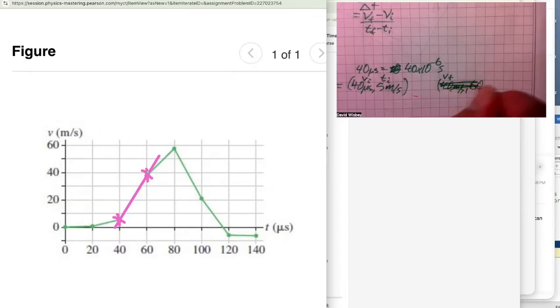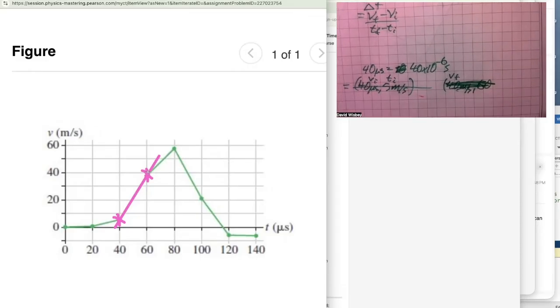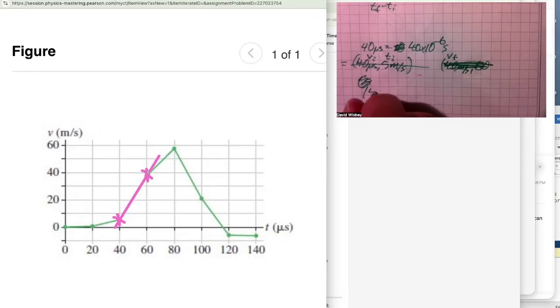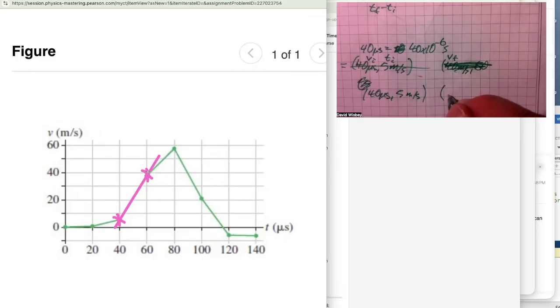Oh shoot, no, I'm getting confused here. I want to do my velocity. You know what? It's supposed to be X and then Y. That's why I'm getting messed up here. I'm going to cross that out. So my actual points should be the time. Wait, I did it right. No, it's time and then velocity. Oh, see, okay. 40 microseconds and then 5 meters per second. That's point one. Point two is going to be our, yes, the time.